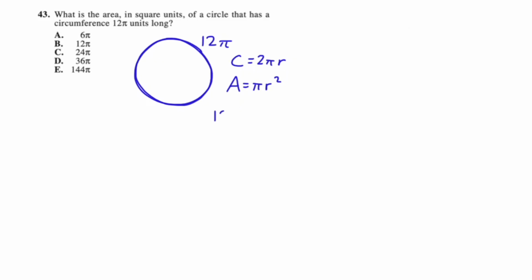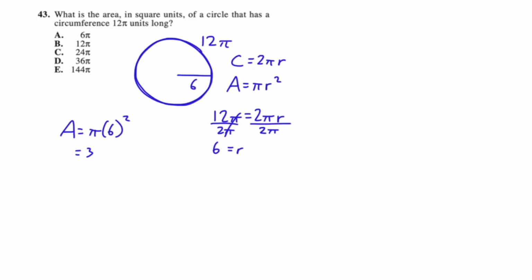Now they told us the circumference is 12 pi, so I'm going to plug that in for C, and then write 2 pi r, and then solve for r. That'll give me a value that I can plug in here, and then that'll tell me the area of the circle. So to solve this for r, I need to get rid of the 2 and the pi, so I'll divide by both of those. 12 divided by 2 is 6, and the pi's cancel. So r is 6. The radius of the circle is 6. And then if I plug that into the area formula, area equals pi times r, which was 6, squared. And that would be 36 pi. So the answer is D.